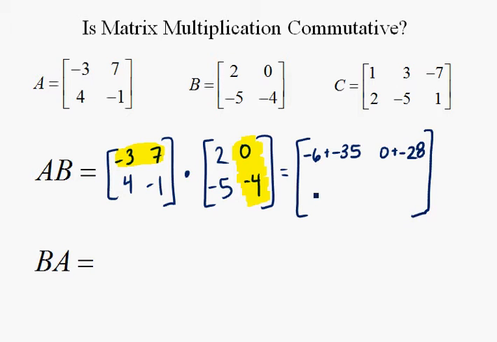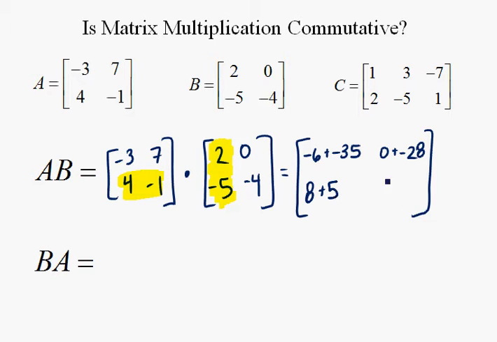Now we're moving on to the second row. So if I want to find the entry in the second row first column, I need to take the second row of matrix A times the first column of matrix B. 4 times 2 is 8. -1 times -5 is 5.